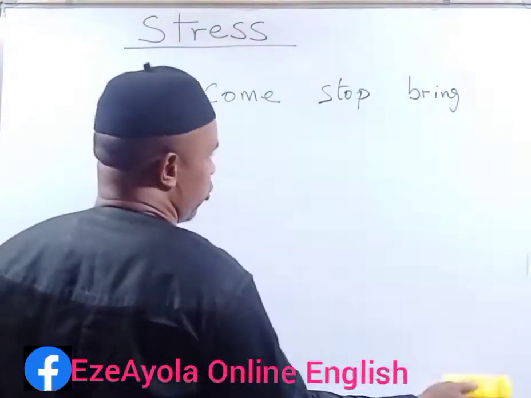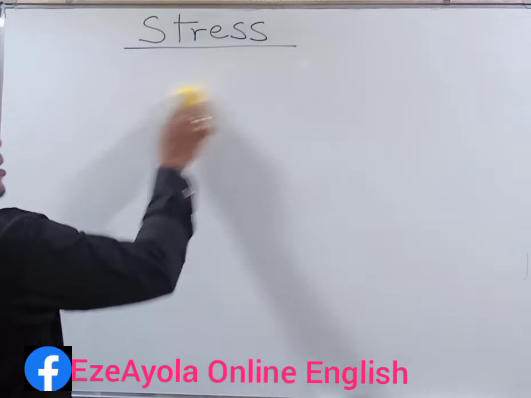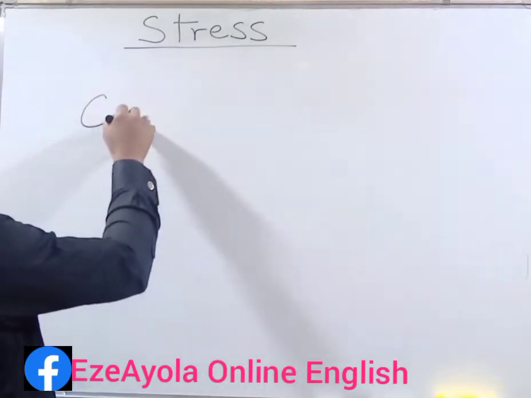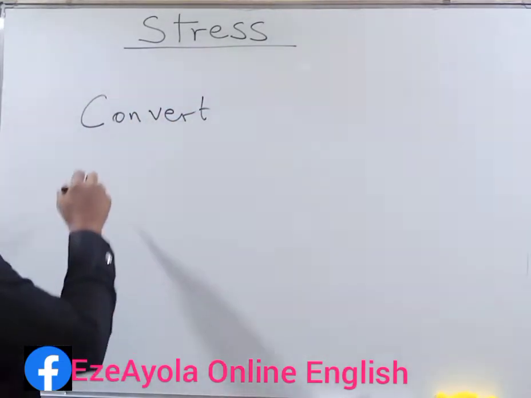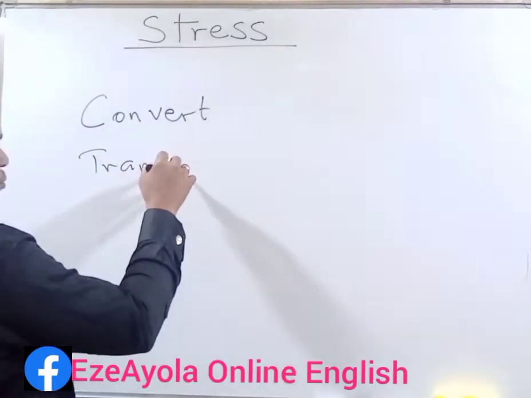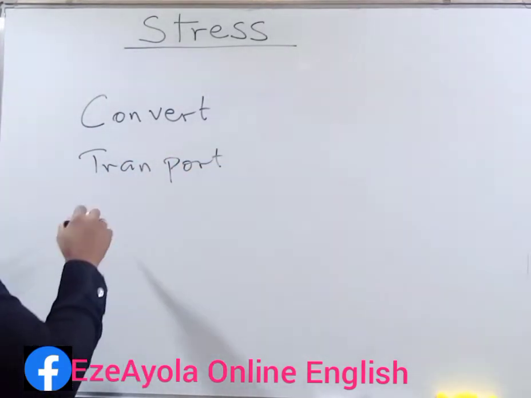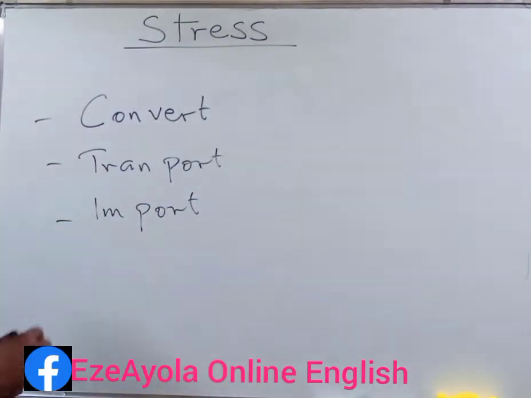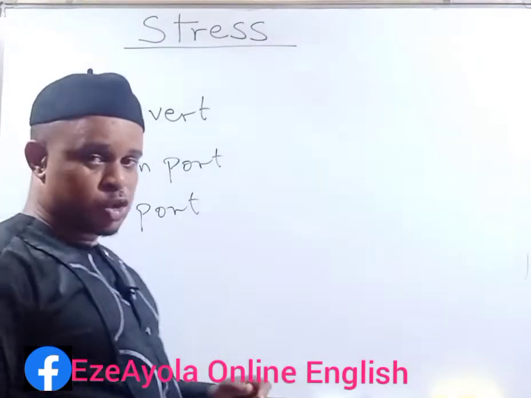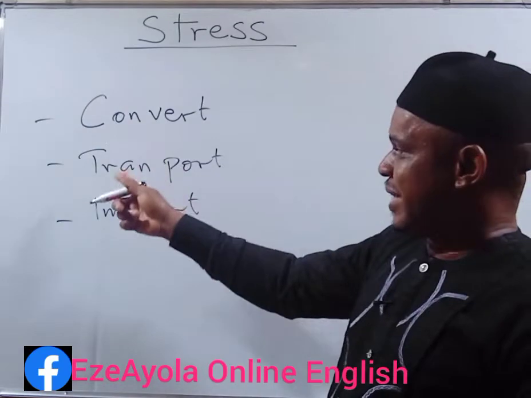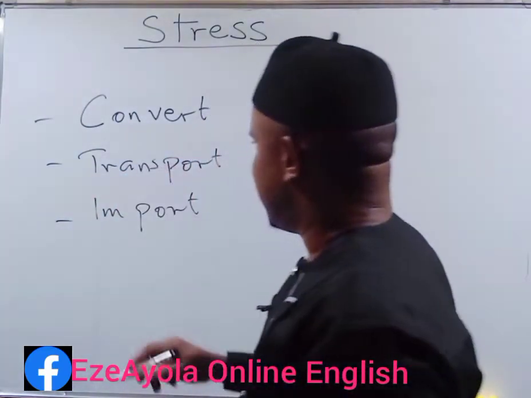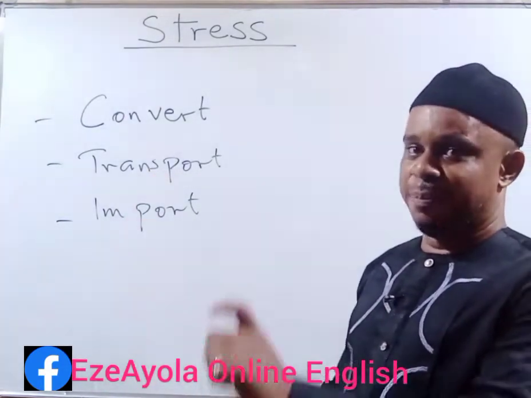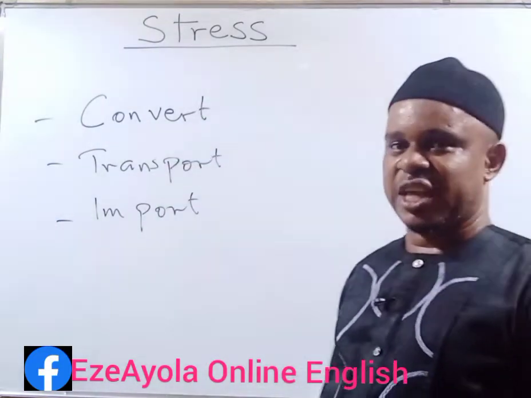But when we talk about words that are disyllabic, that is two syllables. Example, we have something like convert. We have words like transport. We have words like import. Okay, let's dwell on these three. If you look at these words, the first one is convert. The second one is transport. Sorry, that's the spelling. Okay, we have it as transport. And we have this to be import, okay? These are different English words.